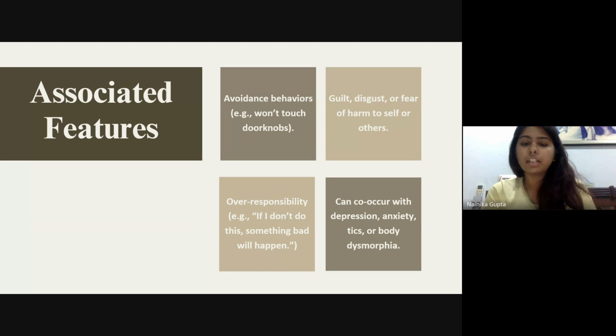Number four is guilt, shame, and intrusive thoughts. OCD is not just about physical rituals. It can also include taboo thoughts, like thoughts of hurting someone, या फिर religious obsession.